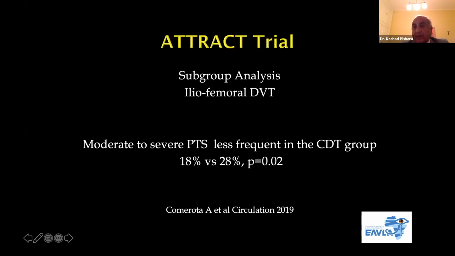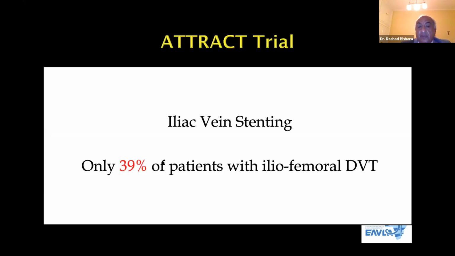There has been a lot of criticism of the ATTRACT trial, the most important of which is that they did not include only iliac vein thrombosis, but also popliteal vein thrombosis, a group which we know would not benefit from catheter-directed thrombolysis. But I would like you to look at this figure. Of the subgroup of patients who suffered iliac vein thrombosis, only 39% had a stent, which means that only 39% of the patients who suffered iliac vein thrombosis had significant iliac vein stenosis.